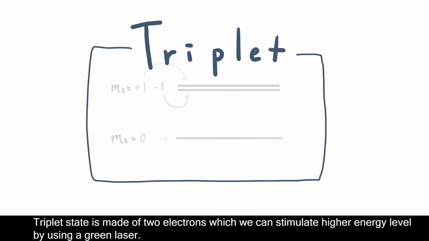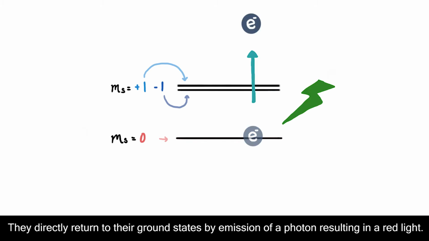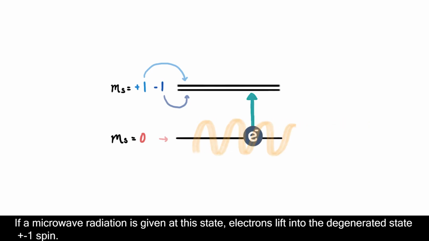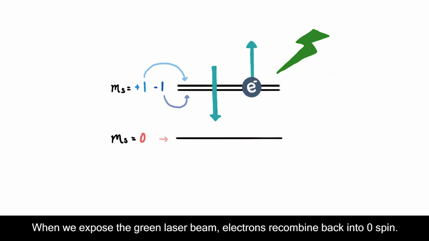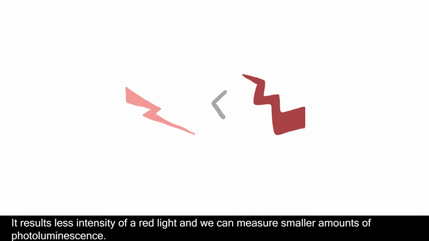The triplet state is made of 2 electrons, which we can stimulate to a higher energy level by using a green laser. They directly return to their ground state by emission of a photon, resulting in red light. If a microwave radiation is given at this state, electrons lift into the degenerate plus minus 1 spin state. When we expose the green laser beam, electrons recombine back into 0 spin. It results in less intensity of red light, and we can measure smaller amounts of photoluminescence.